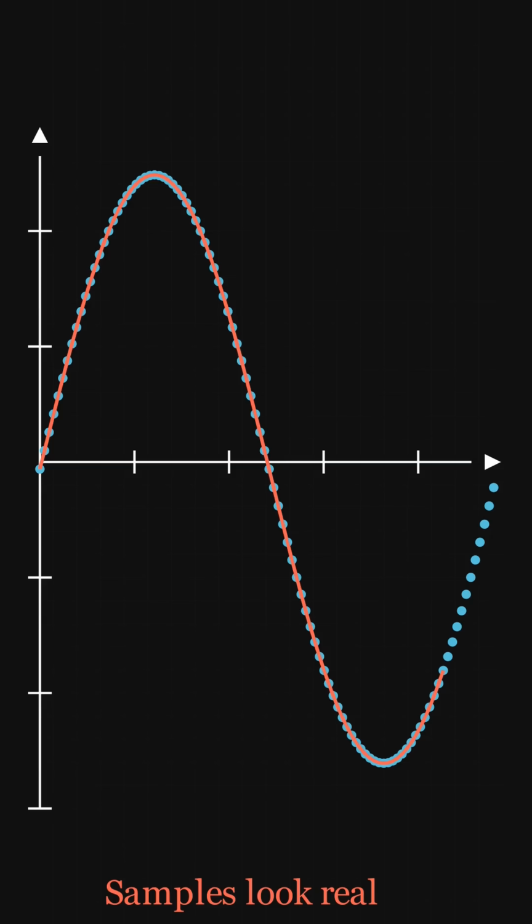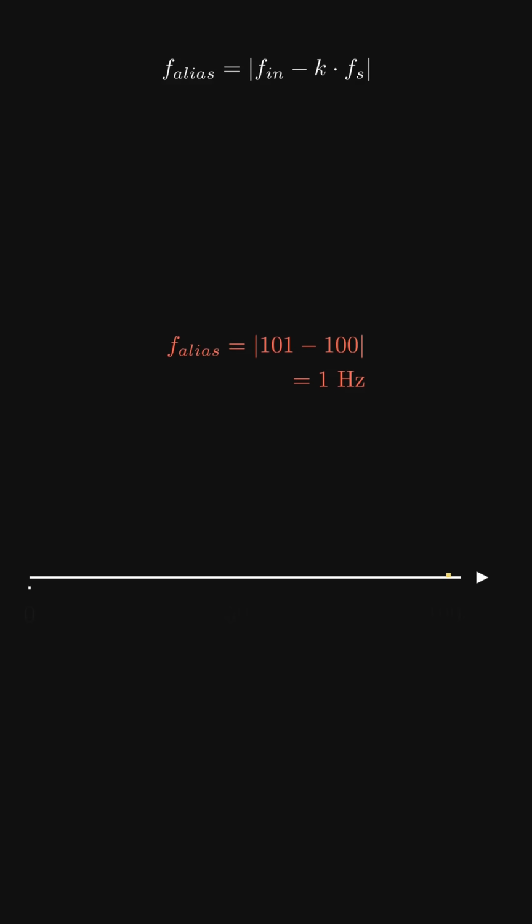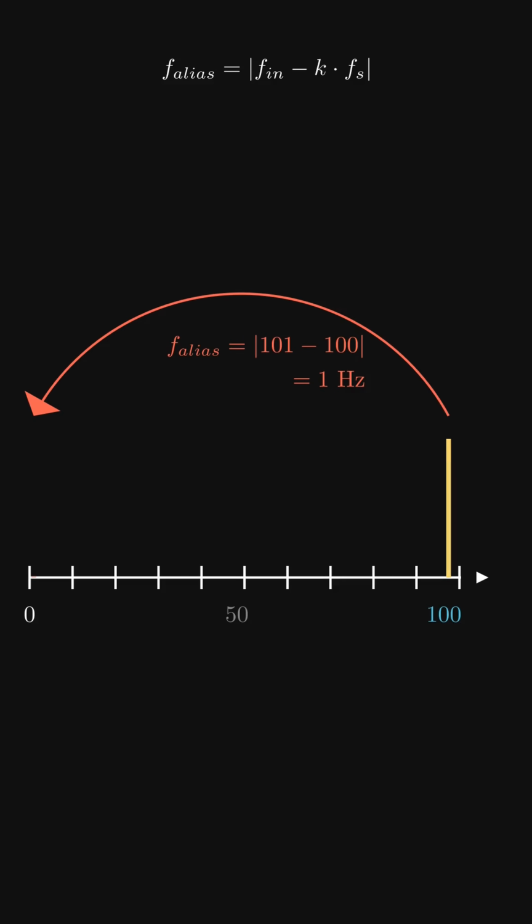Formally, this is called aliasing, or spectral folding. The alias frequency is the difference between the input frequency and the nearest multiple of the sampling rate. In this specific case, this is not a random error. It is a direct consequence of violating the condition for correct sampling.